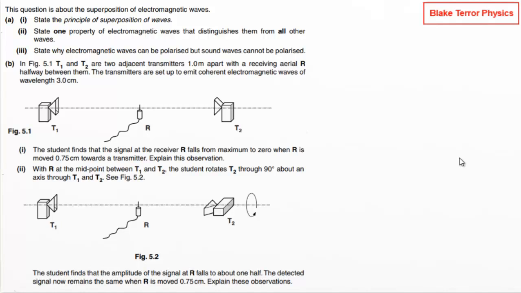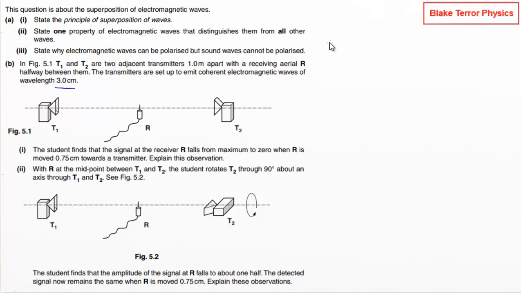Right, part B. In figure 5.1, T1 and T2 are two adjacent transmitters a meter apart with a receiving aerial R halfway between. The transmitters are set up to emit coherent EM waves, wavelength 3 centimeters. A student finds that the signal at receiver R falls from a maximum to 0 when R is moved 0.75 centimeters towards a transmitter. Explain this observation. Right, so we've got a stationary wave set up here.